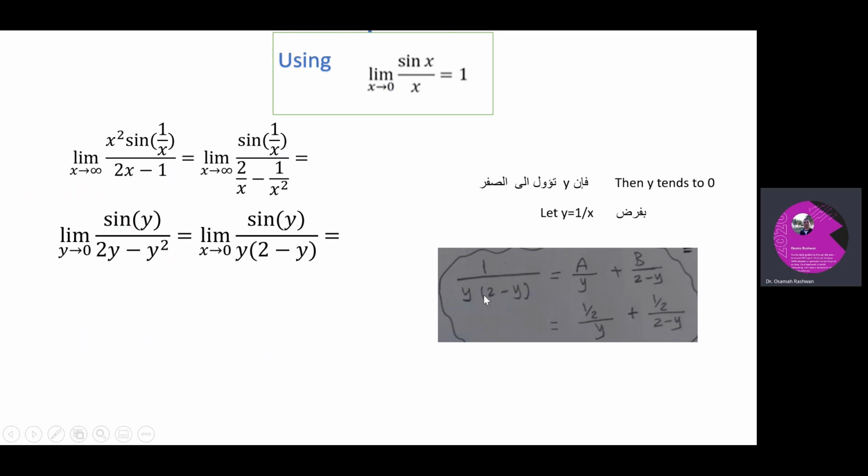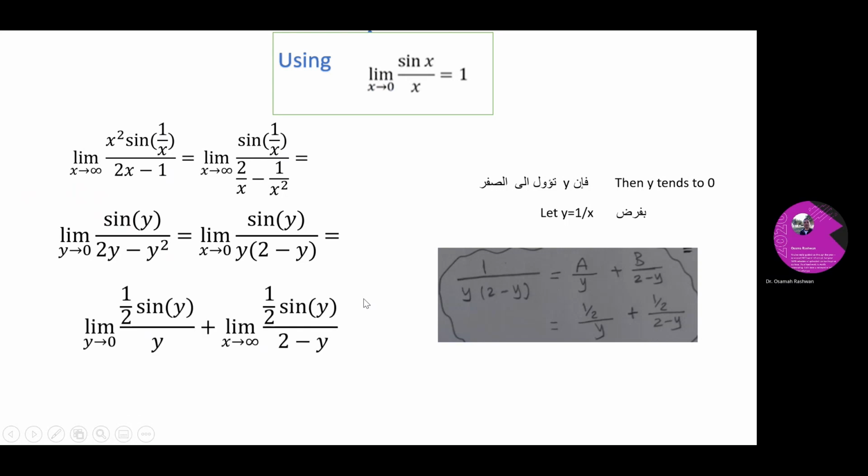I have a multiplication of first degree terms, so I have a constant over the first one plus another constant over the second one. How to get A and B? In a simple way, you just hide this one, which makes it 0, which is y equal to 0. When you substitute, you have 1 over 2 minus 0, so A is 1 over 2. To get B, you hide this one, and what makes this one 0 is y equal to 2. You hide this one, so you have 1 over 2. B is also a half.